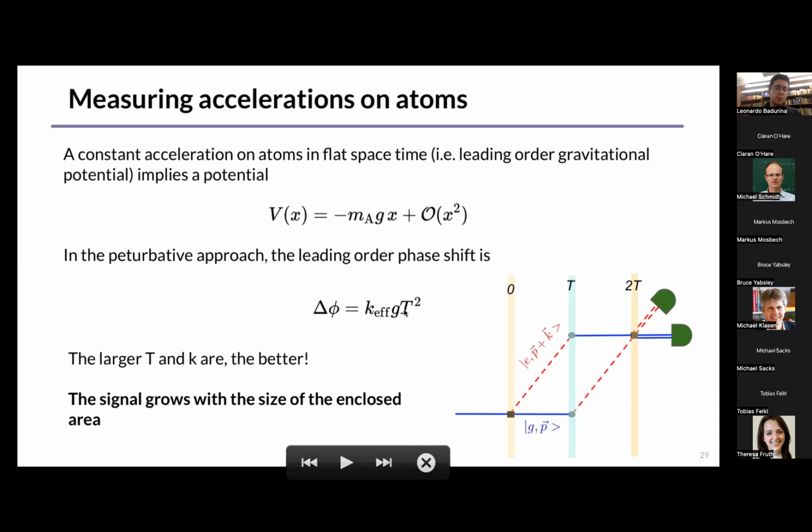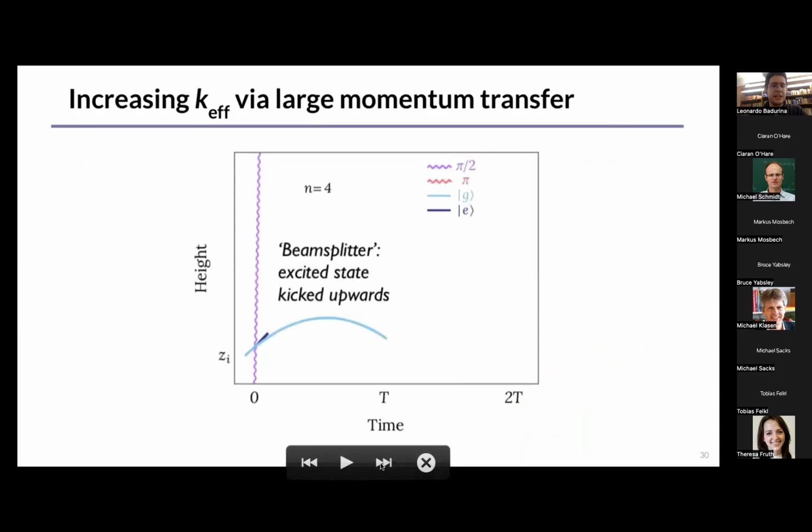That said, while it would seem straightforward to increase the size of the signal by increasing T, it isn't at all obvious how to increase k. But the people in the cold atoms community have come up with some very interesting techniques, such as large momentum transfer. Large momentum transfer is the application of a series of successive mirror pulses, so these pi pulses, in order to impart more momentum to one arm of the interferometer versus the other one. So this can be understood by this series of diagrams, which I'll show now.